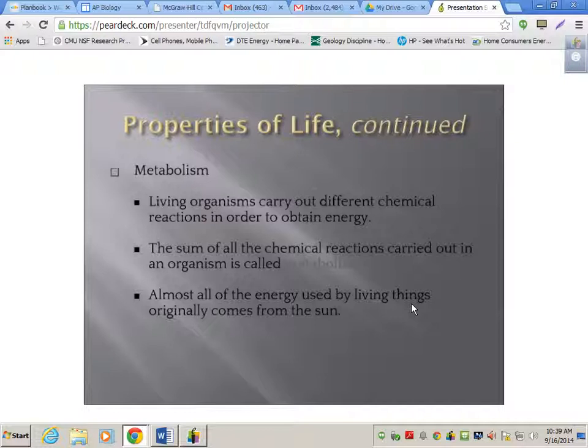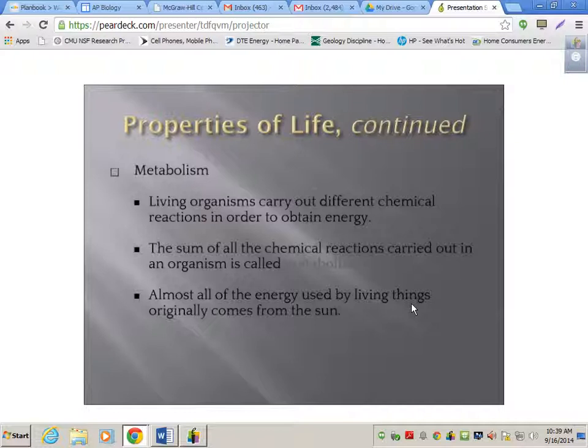So, when we say metabolism, it's kind of a weird way we use it, right? We use metabolism as saying someone has a high metabolism. That means that they're breaking down food really fast. But what else does metabolism include? It includes breaking things down, but also what? Building them up.